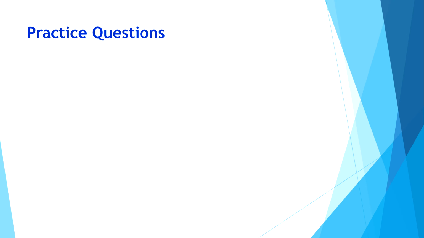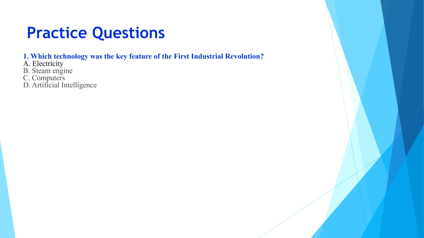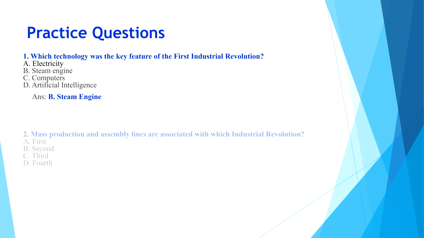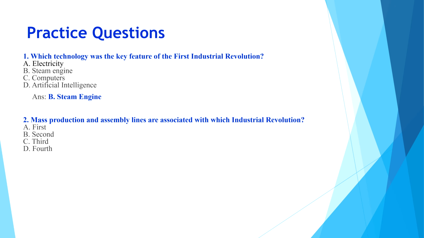These are the practice questions for assessing yourselves. The first question: which technology was the key feature of the first industrial revolution? And the answer is the steam engine. Second question: mass production and assembly lines are associated with which industrial revolution? And the answer is the second industrial revolution.